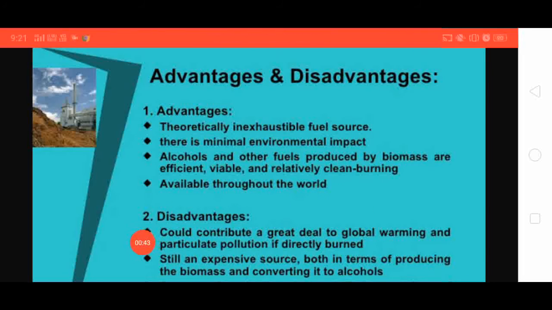In the disadvantages, it could contribute a great deal to global warming and particulate pollution if directly burned. If you burn it directly, then it will have negative impacts on the environment. And it's still an expensive source, both in terms of producing biomass and converting it to alcohols. It's a very, very expensive source.